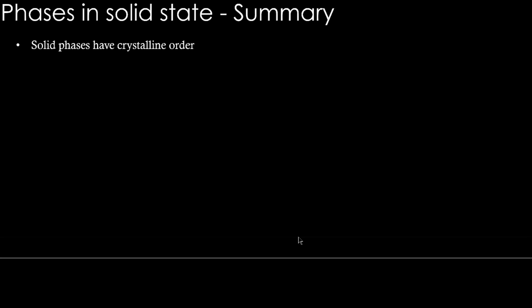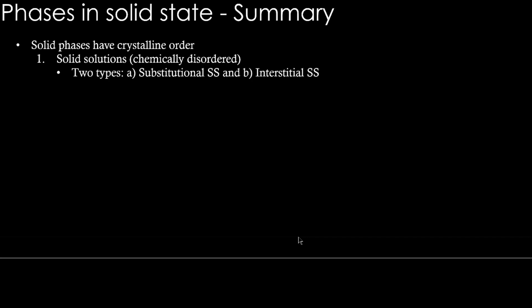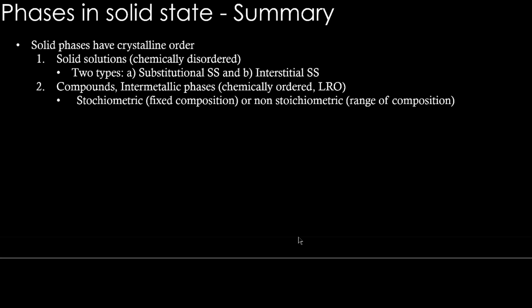So let's summarize our understanding. Solid phases have crystalline order. Solid solutions are chemically disordered. Two types of solid solutions are there, substitutional and interstitial. And the compounds or intermetallic phases are chemically ordered. They have long-range chemical order. Again, there are two types: one is stoichiometric, the other one is non-stoichiometric.